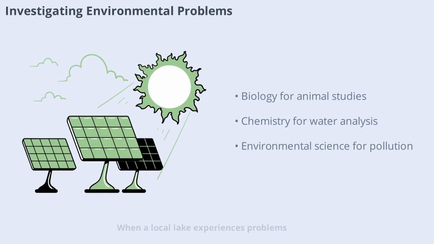A local lake experiences problems like declining fish populations and discolored water. Multiple science disciplines become relevant. Biology helps study animal behavior and populations, chemistry analyzes water quality, and environmental science investigates pollution sources. Understanding how these disciplines work together is key to solving complex environmental issues. Be ready to explain the role of each discipline and how they contribute to finding solutions.